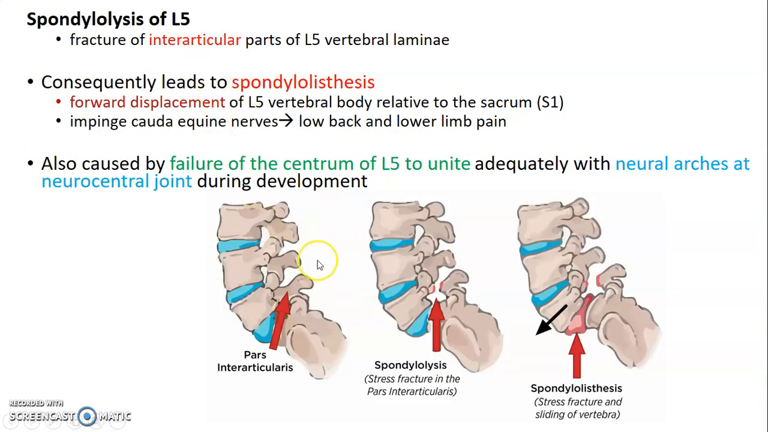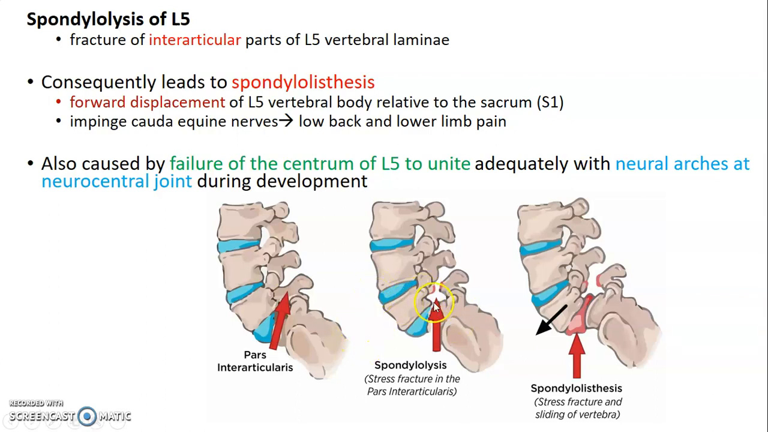So this is what happens in spondylolysis of L5. When you have a fracture of the interarticular part of L5, what happens? This vertebra will shift anteriorly with respect to the lower one, and that's what we call spondylolisthesis. So spondylolisthesis is forward displacement of L5.